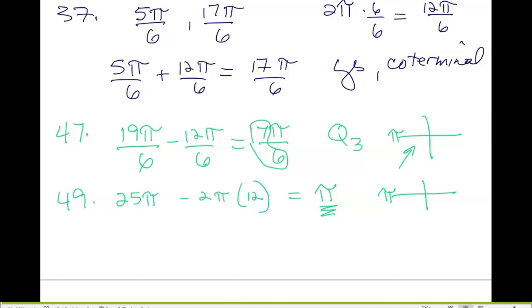Okay, 53 is different, so I'm going to stop and check my answers. Okay, both those answers are correct. Moving on. So now I'm going to go to 53. And 53 is find the length of a circular arc, the radius of the arc of the circle, and the central angle as indicated.